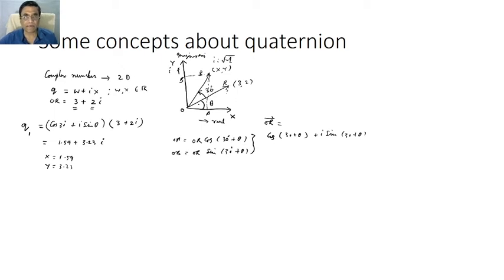But I am considering OR, my vector in the Argand diagram, can be earlier represented by 3 plus 2i, and now it can be represented after rotation by cos theta plus i sin theta. Since theta is known in terms of 3, 2, you will be able to land up here.